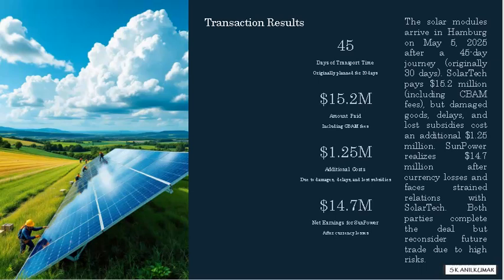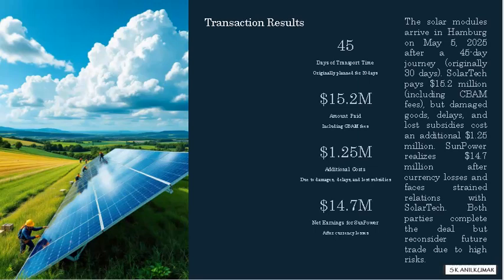What is the outcome? The outcome is 45 days of transport time, whereas originally 30 days were planned. 15 million was paid in the CBAM case. 1.25 million additional cost was incurred. 1.5 million additional cost was incurred in the form of lost subsidies, delays or damaged goods. So net, SunPower gets 14.7 million after currency losses. The relationship with SolarTech is also strained. The deal is completed, but the parties have reason to revisit future trade due to the higher risk they encountered in this particular situation.